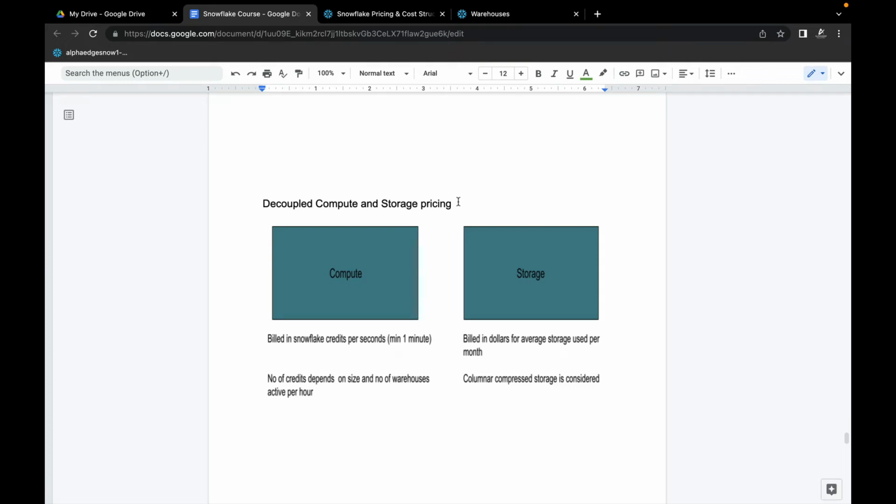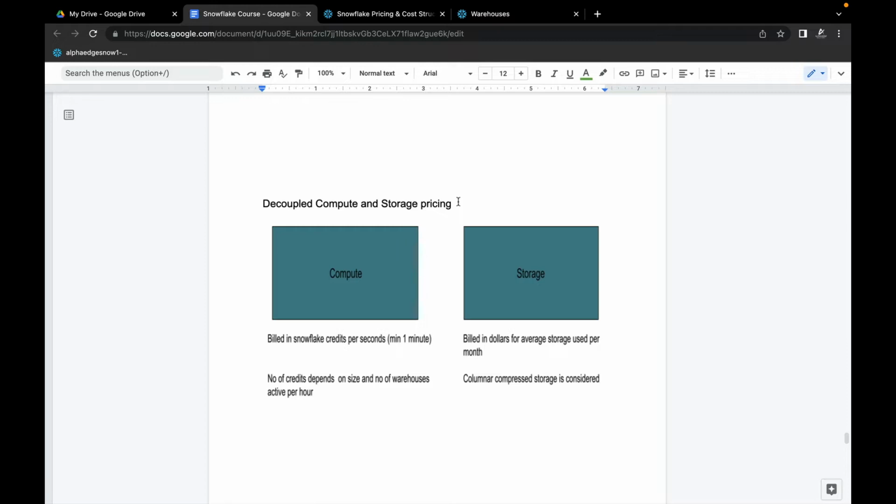Snowflake has decoupled the compute and storage in their architecture. So similarly, the pricing is also decoupled. For compute, as I have explained earlier, it is billed in Snowflake credits per second. The minimum is 1 minute, and the number of credits depends on the size and the number of warehouses active per hour, so it considers the time as well.